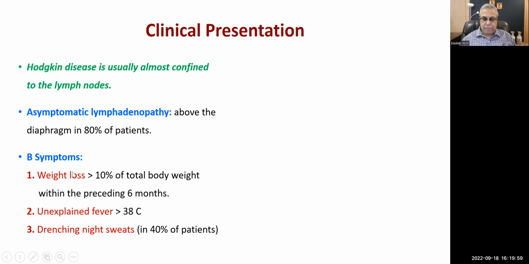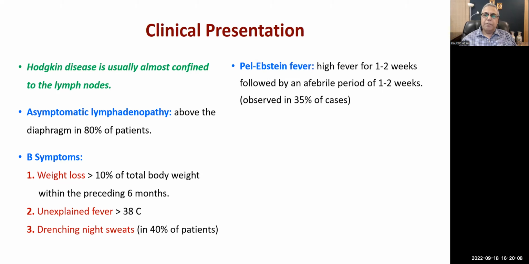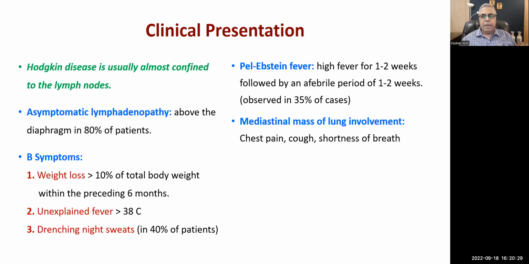So B symptoms are important, and they are also indicative of an unfavorable disease that I'll show you later on. Then Pel-Ebstein fever is a very specific type of fever that is there in about 35% of the cases of Hodgkin lymphoma. This fever is specific because it appears for 1 or 2 weeks, then it will disappear for 1 or 2 weeks. It will return for 1 or 2 weeks, okay? So that is what keeps on happening.